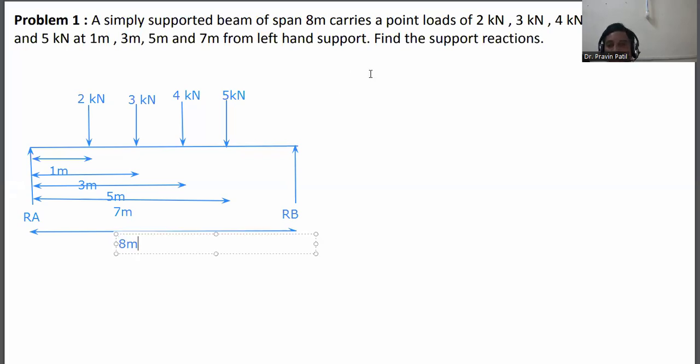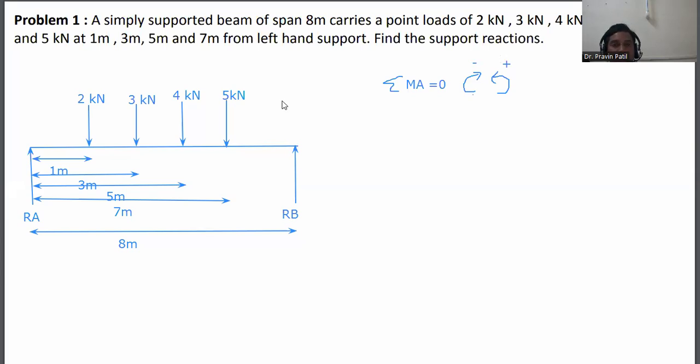So now apply the conditions of equilibrium. First, summation of moments at A is equal to 0. For that, a moment in the clockwise direction will be taken as negative, and a moment in the anticlockwise direction will be taken as positive.